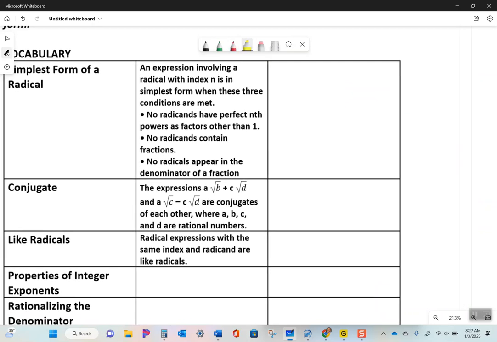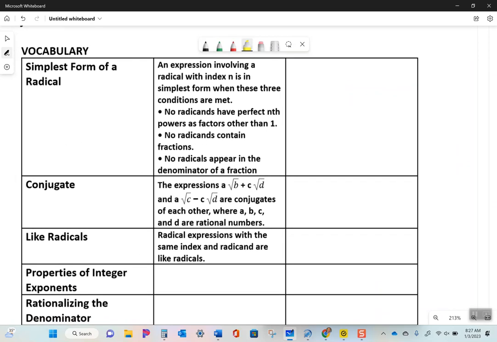Follow along with me. First of all, on the vocabulary on the first page, it says simplest form of a what, kids? Okay, there's 3 bullet points right here that I'm going to highlight. It says no radicands have perfect nth powers as factors other than 1. Okay. So like that last one that we were just doing, 125 came out of 500, right? The fact that I could take a number bigger than 1 out of that 500, that was important.